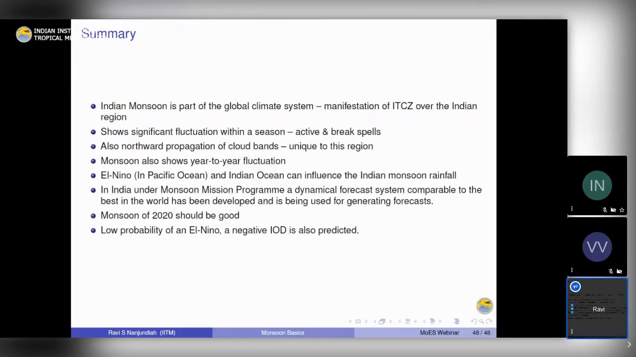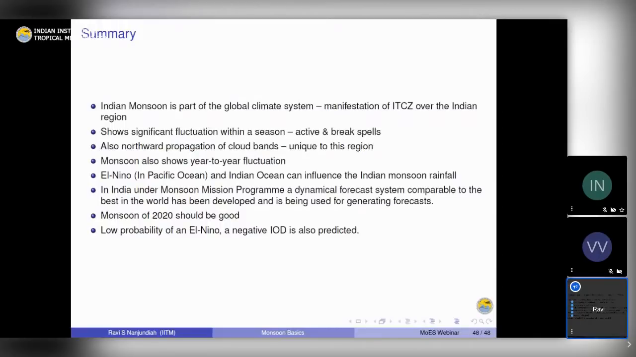Perhaps there could be some negative IOD being formed, and we will have to look at it. And of course, I would like to add that in the last 10 to 15 years, a lot of research has been done, both under the Ministry of Earth Science and supported by the Ministry of Earth Science, within many Indian organizations. And that has given us a lot of insight into the fluctuations of the monsoon on various scales.